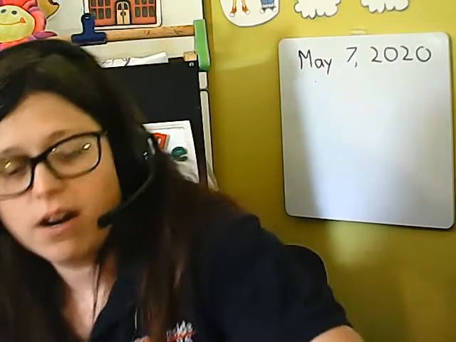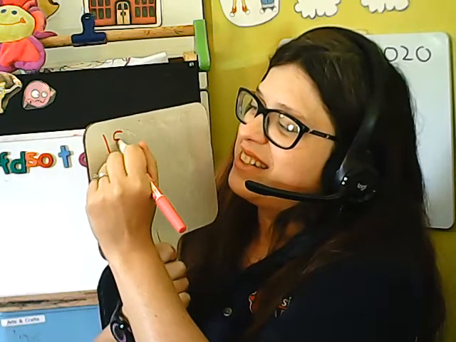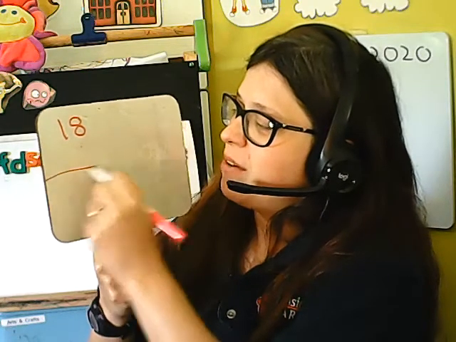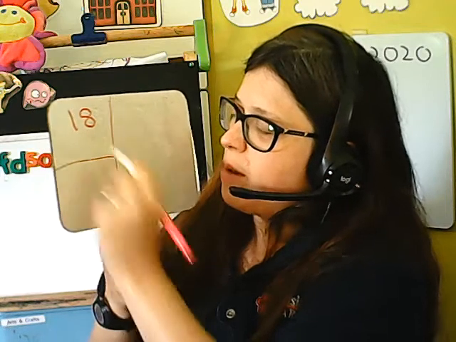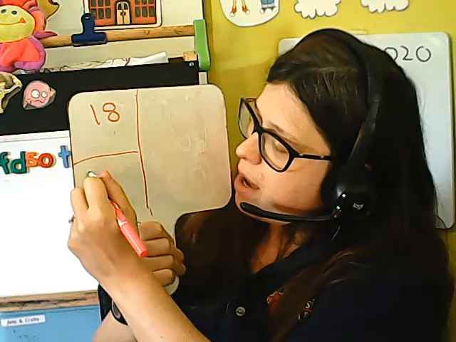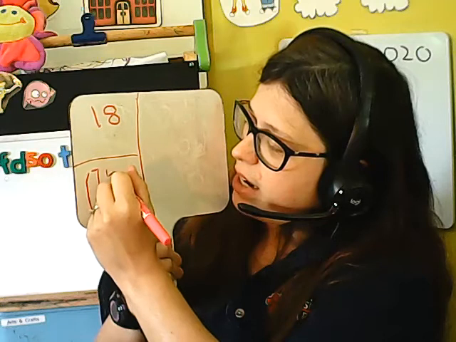My next card, 18, 1 ten, 8 ones. So I'm going to represent this three ways. I'm going to represent it using the number. I'm going to draw 1 ten and 8 ones.